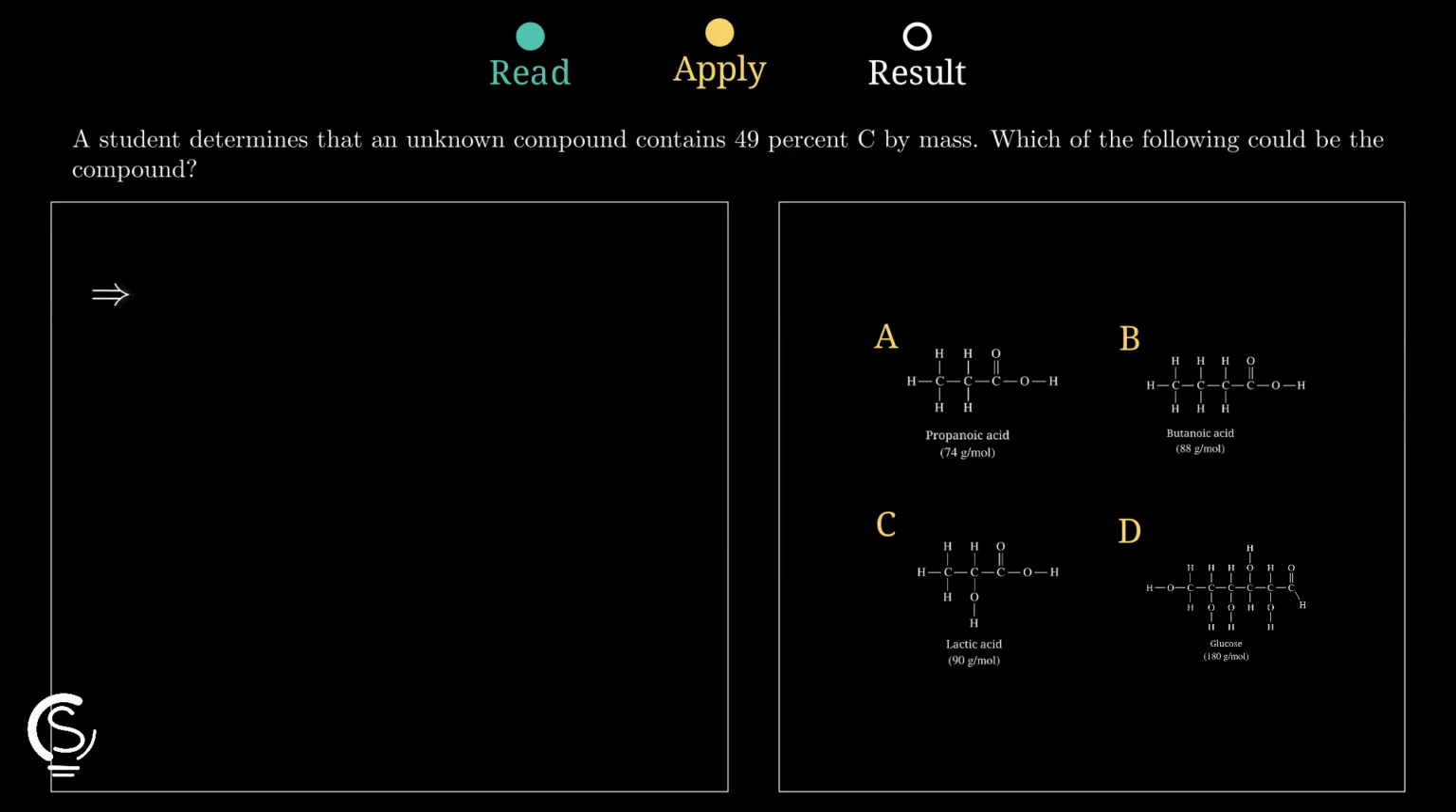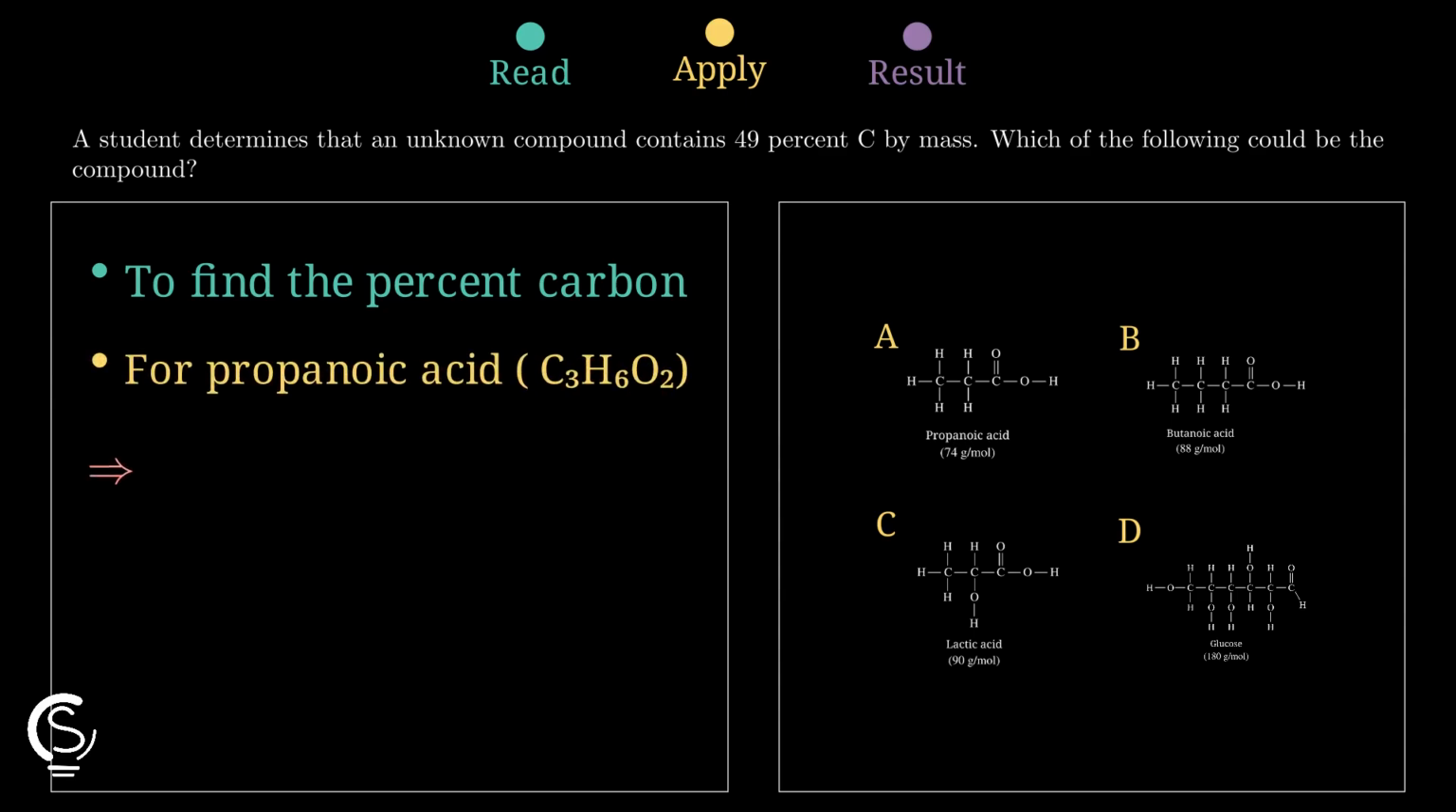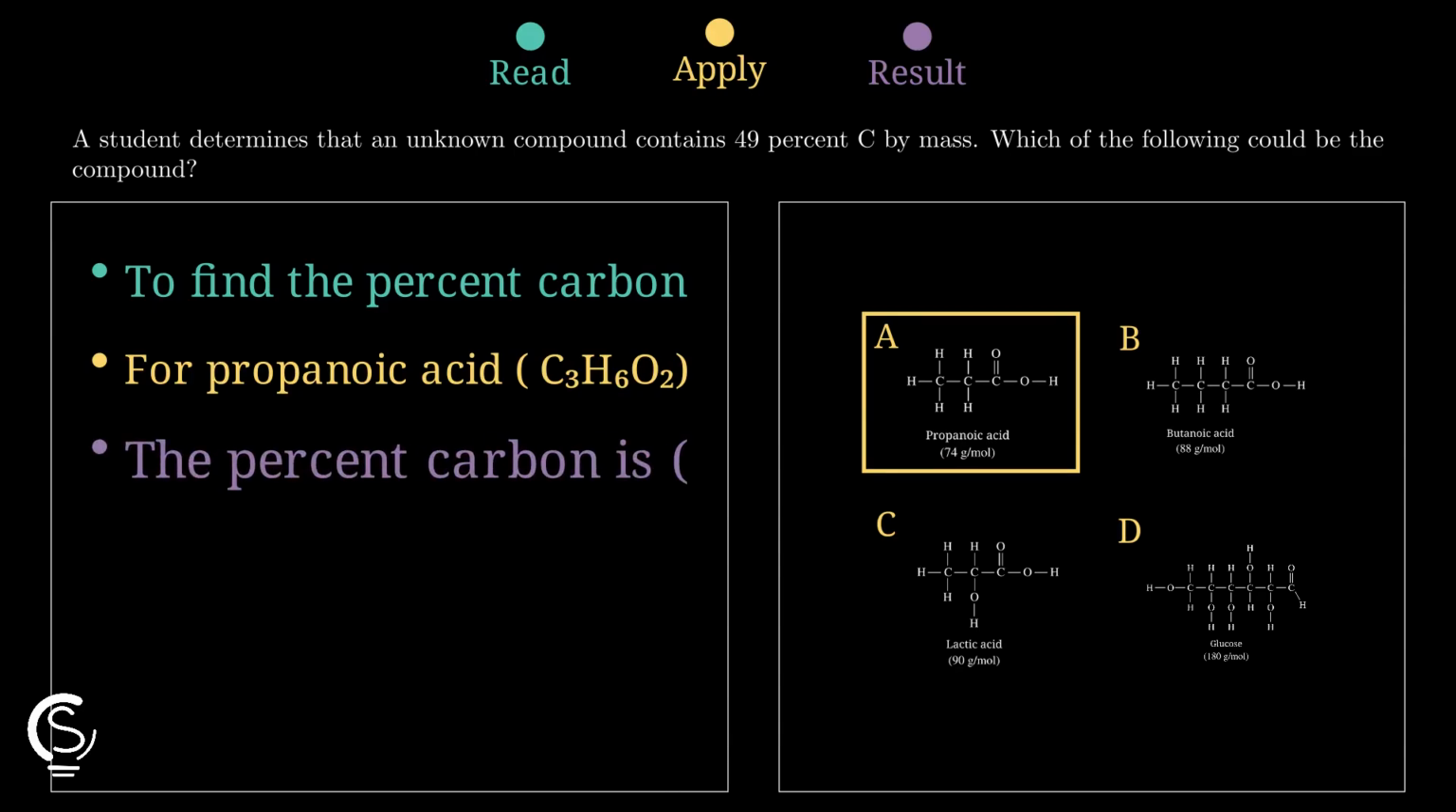For propanoic acid, C3H6O2, the carbon mass is 3 times 12, giving 36, and the total molar mass is 36 plus 6 plus 32, which equals 74. Now compute the fraction. 36 over 74 times 100 is about 49%, so that compound fits the clue, and option A wins.